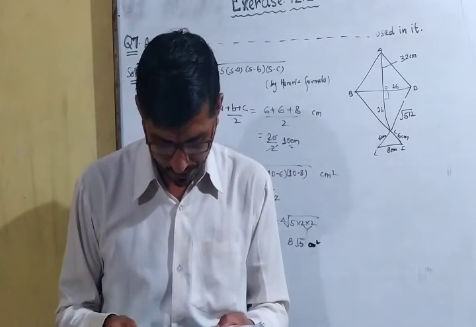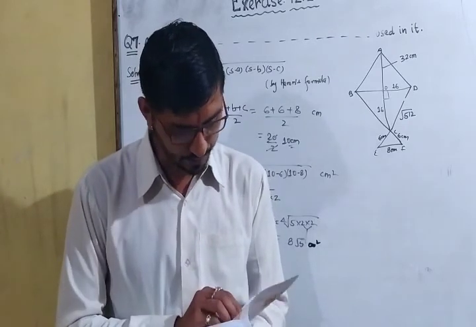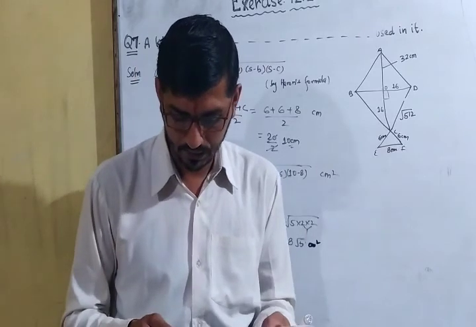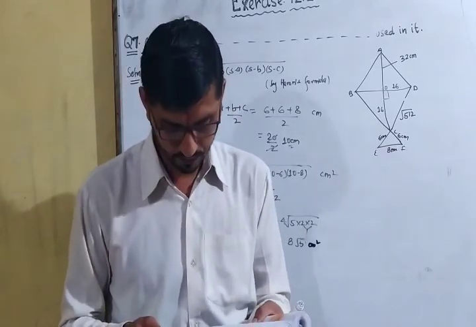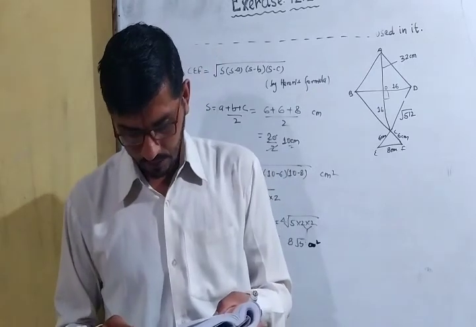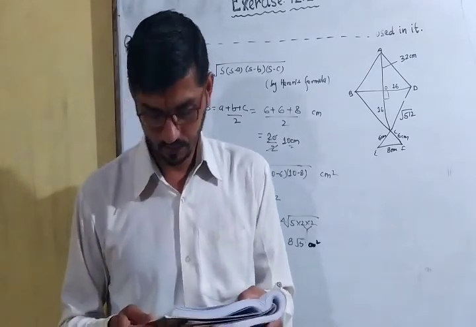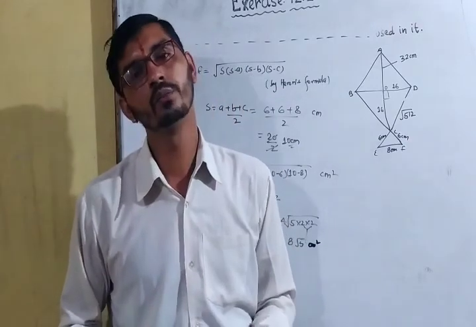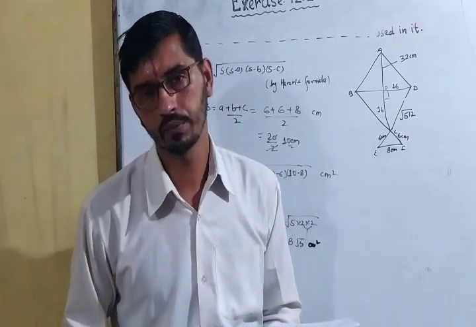Now moving to the ninth question. A field is in the shape of a trapezium whose parallel sides are 25 meter and 10 meter respectively. The non-parallel sides are 14 and 13 meter respectively. Find the area of the field. This you have to do yourself.